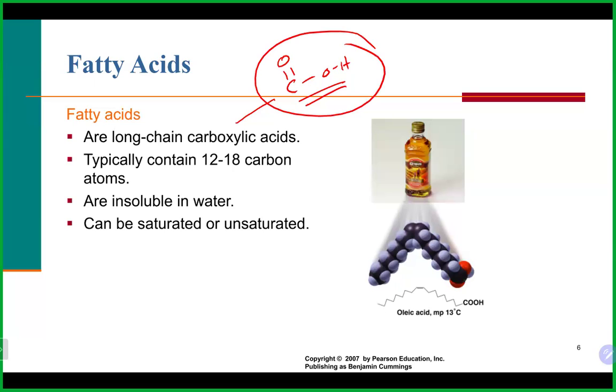They can be saturated or unsaturated, and that means pretty much the same thing as it does in organic chemistry. If you remember, saturated meant that you have the maximum number of hydrogens for every carbon, and that means there are no double bonds. Unsaturated means that you do not have the maximum number of hydrogens per carbon, and that means you're going to have some double bonds somewhere along the chain.